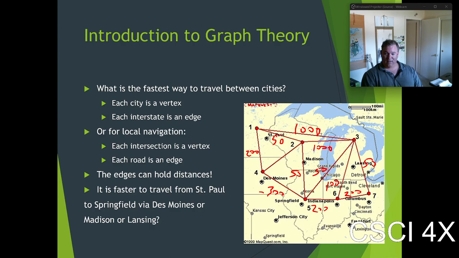1 to 4 to 5 to 3 to 7. It looks good. That's a total distance of 0. It's pretty good. It's pretty good. I can do better though. I can do better than 0.